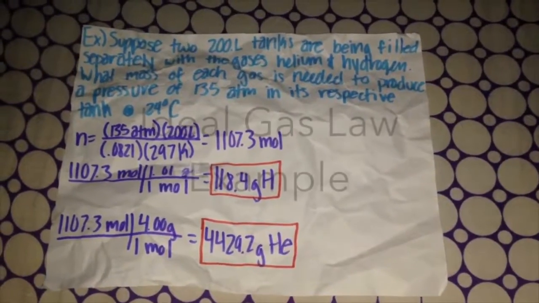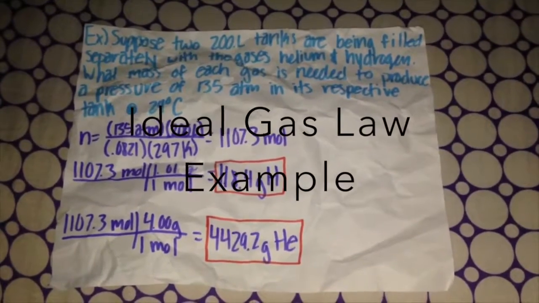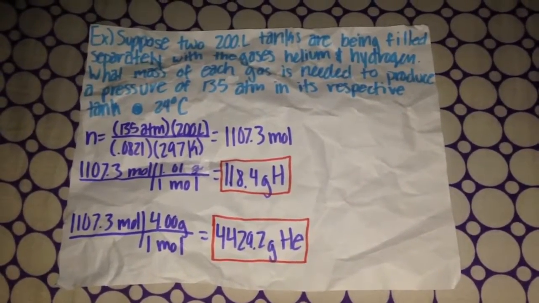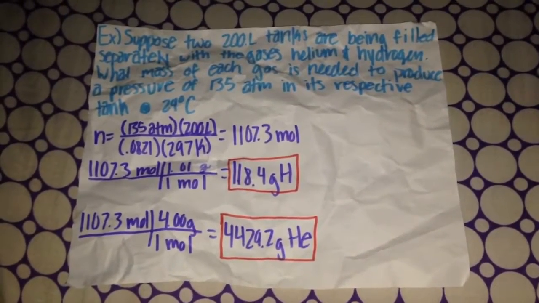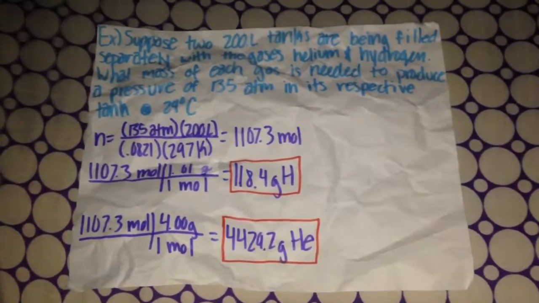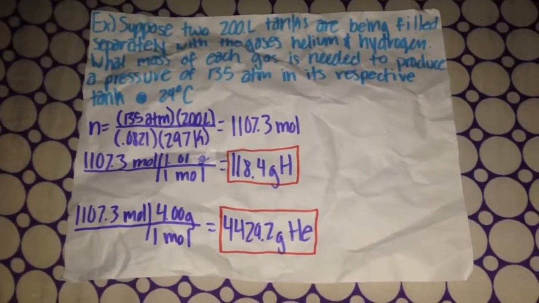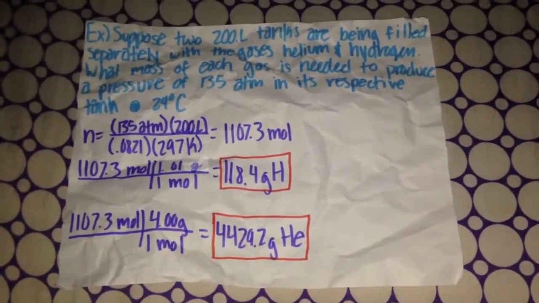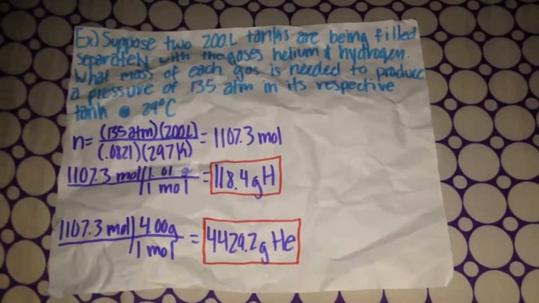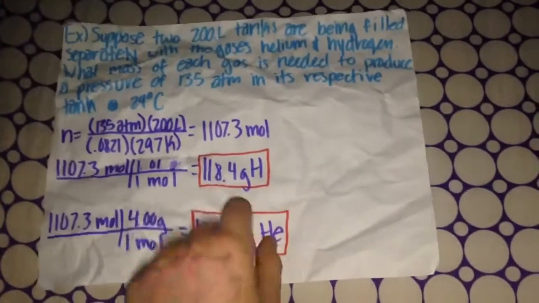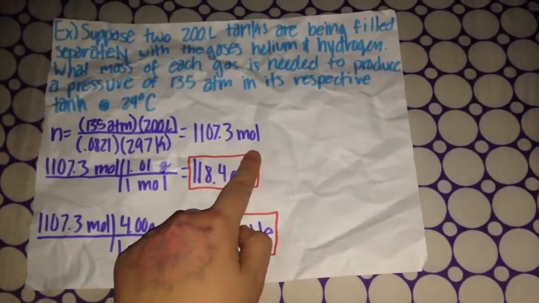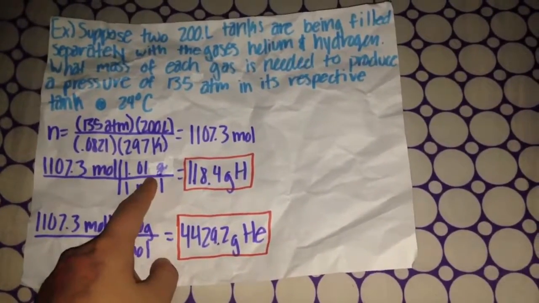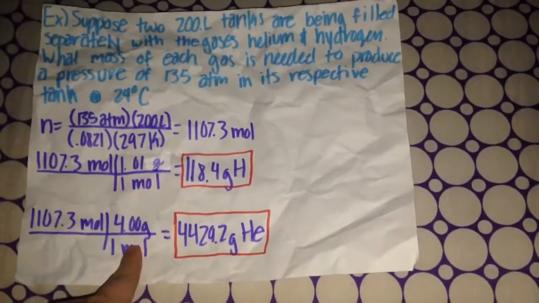One problem for Chapter 5 is, suppose two 200-liter tanks are being filled separately with the gases helium and hydrogen. What mass of each gas is needed to produce a pressure of 135 atm in its respective tank at 24 degrees Celsius? So first, you're going to use the ideal gas law and manipulate it so you're finding the moles needed for each tank, which will end up being 1,107.3 moles. And you're going to use this to multiply it by each gas's molar mass.